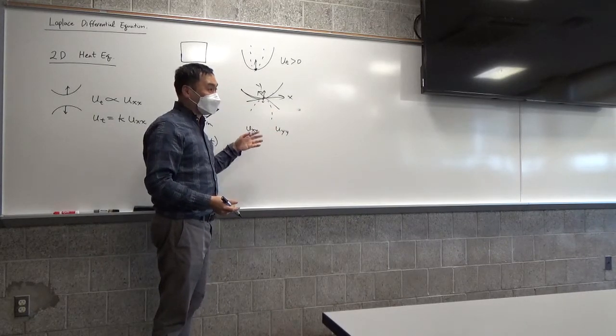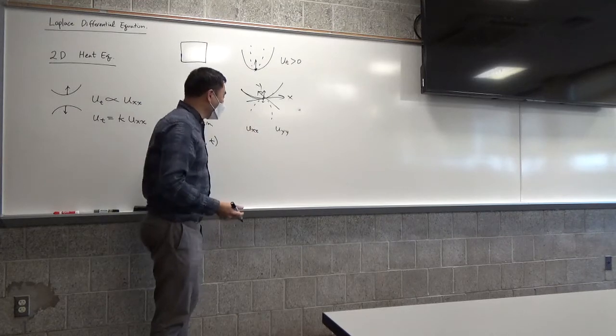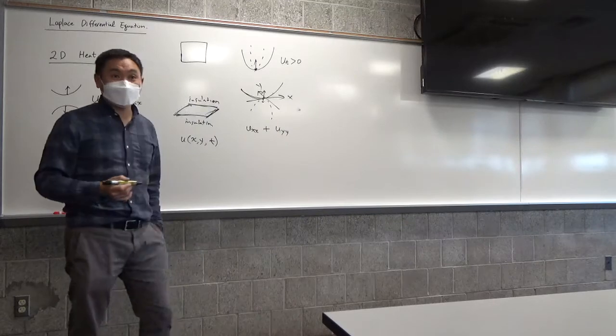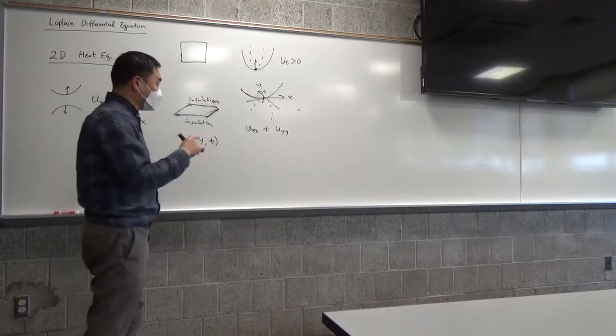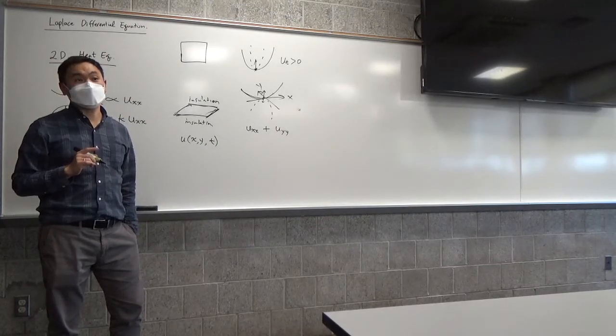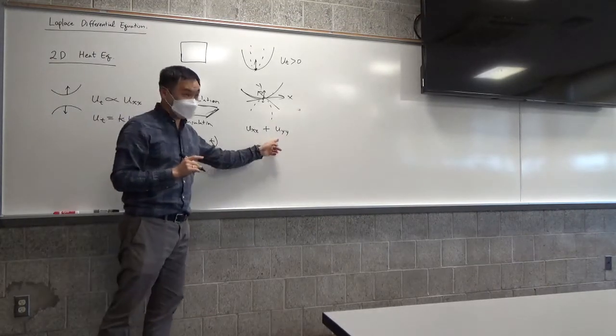So after a bit of thinking, you realize what you want to do is you want to take the sum of two concavities, and that should be what's controlling the temperature change. Rate of change of the temperature should be this value.